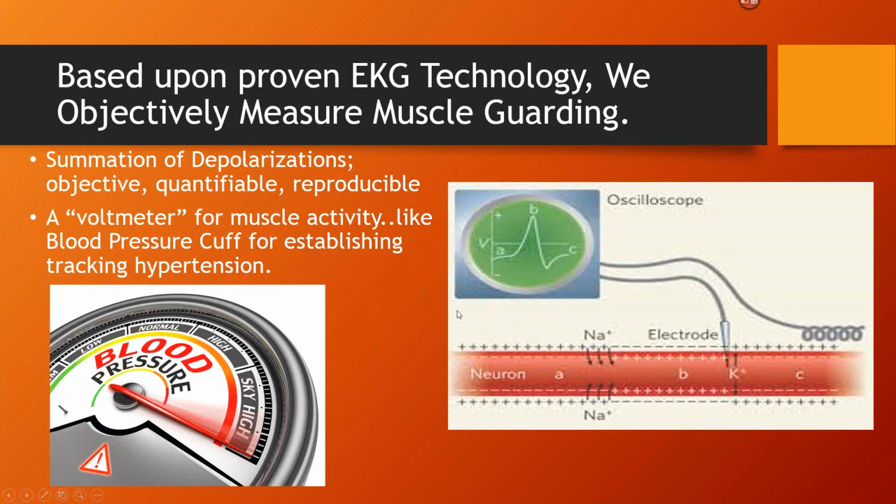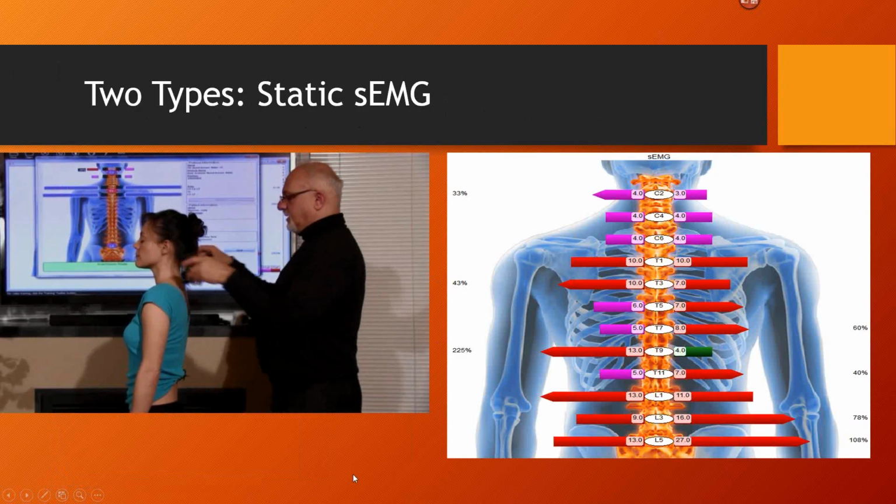The attorneys are calling it the lie detector for back pain, the blood pressure measurement for the spine pain. It's seen that way, and remember, we're looking at muscle activity, not temperature.